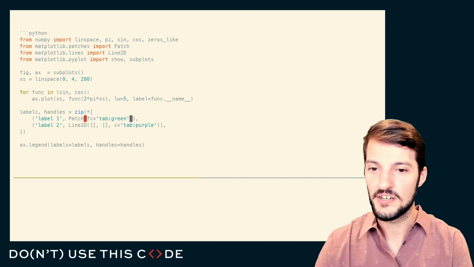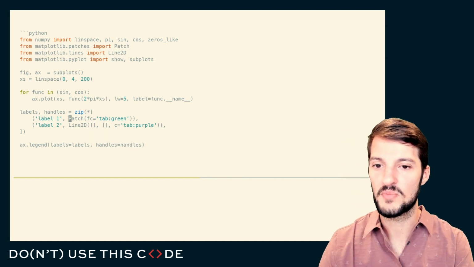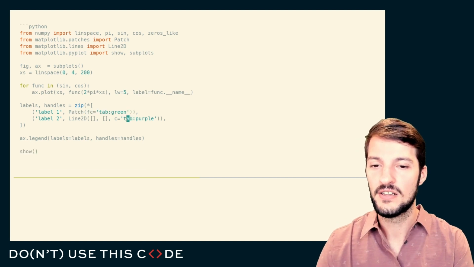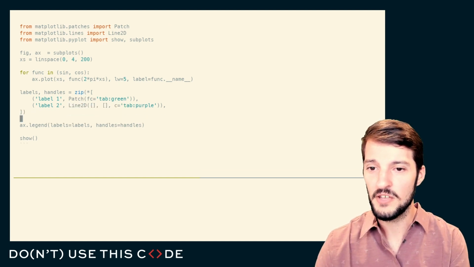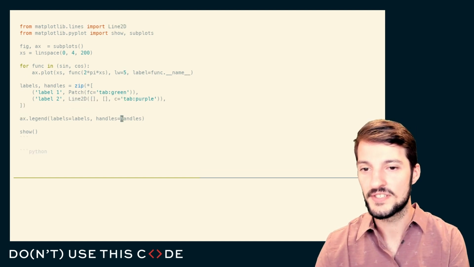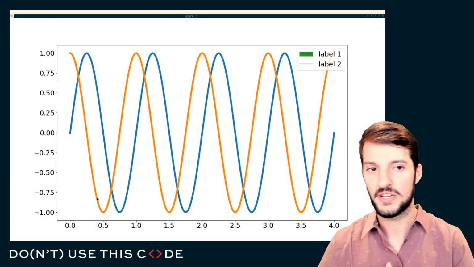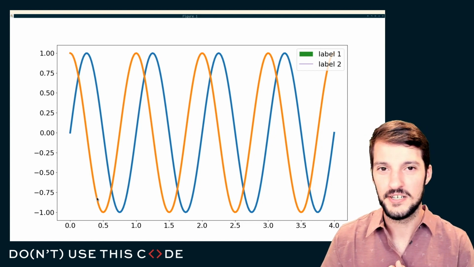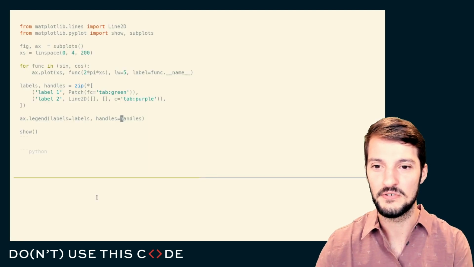And so what I'm saying here is that I want label 1 in my legend to correspond to a patch, a rectangle, that is green. And I want label 2 to correspond to a line that has no data, but a line that's purple. When I take these labels and these handles, do a little bit of unpacking, and throw them into the legend, we can generate a legend that has nothing to do with our underlying data. And I hope you're thinking, well, that's not very useful. Why would I want my legend to have absolutely nothing to do with my data?